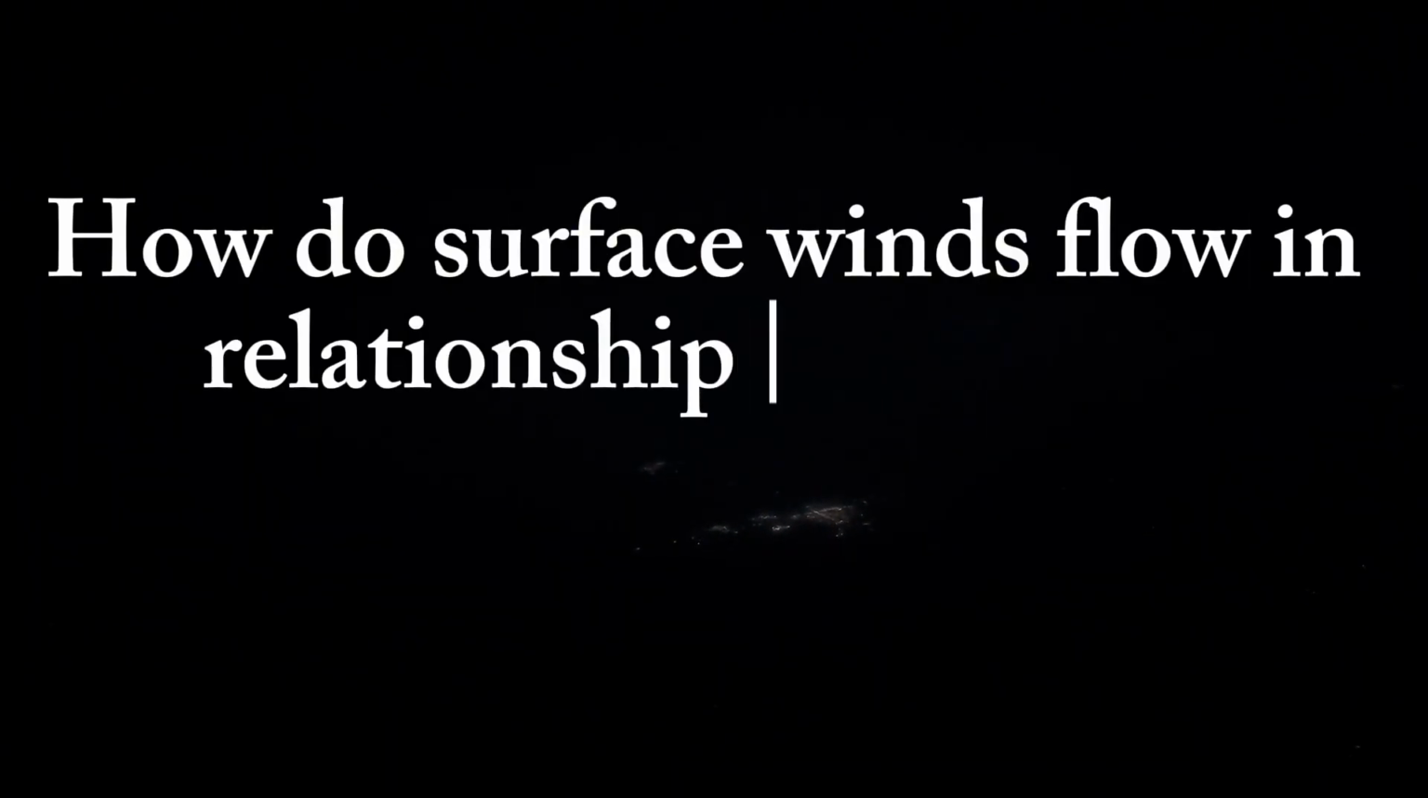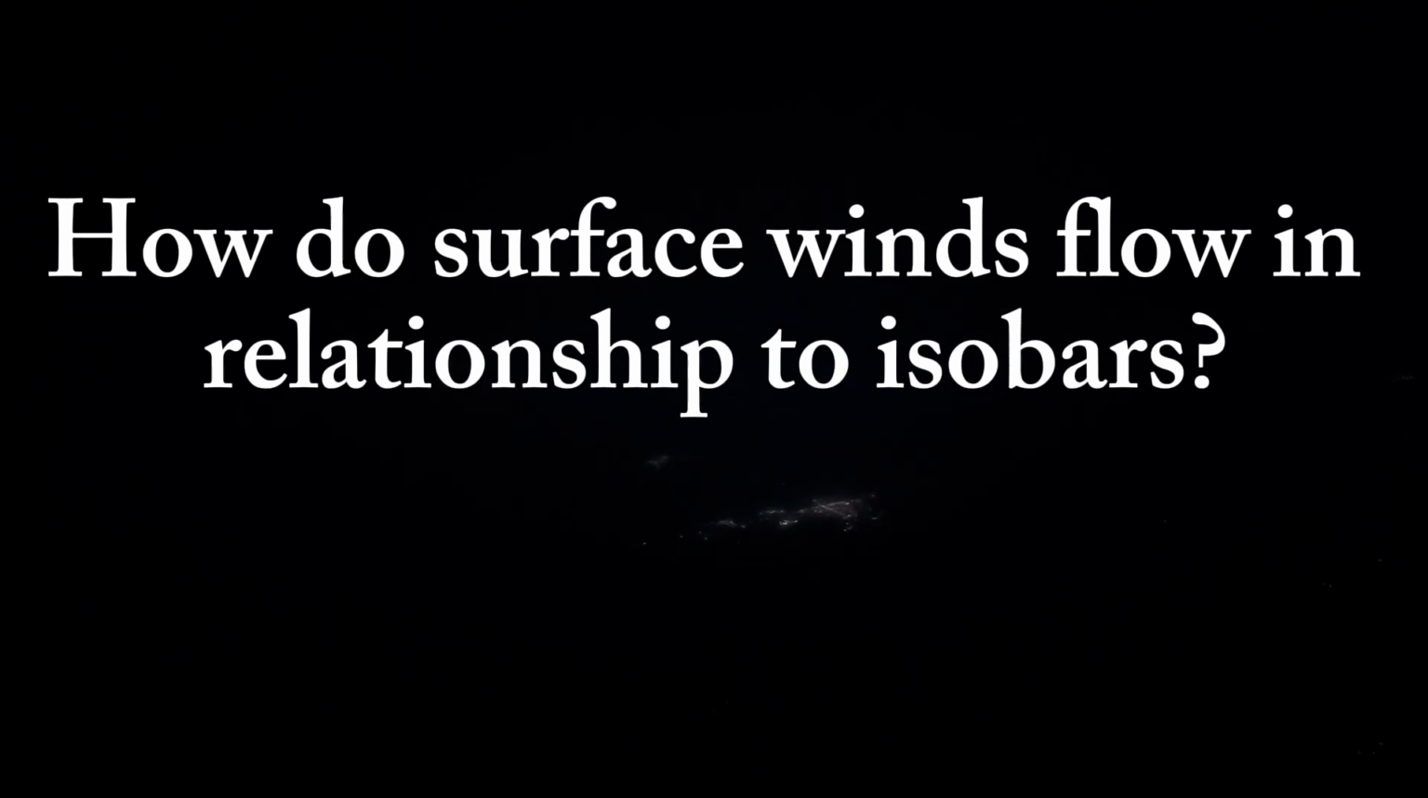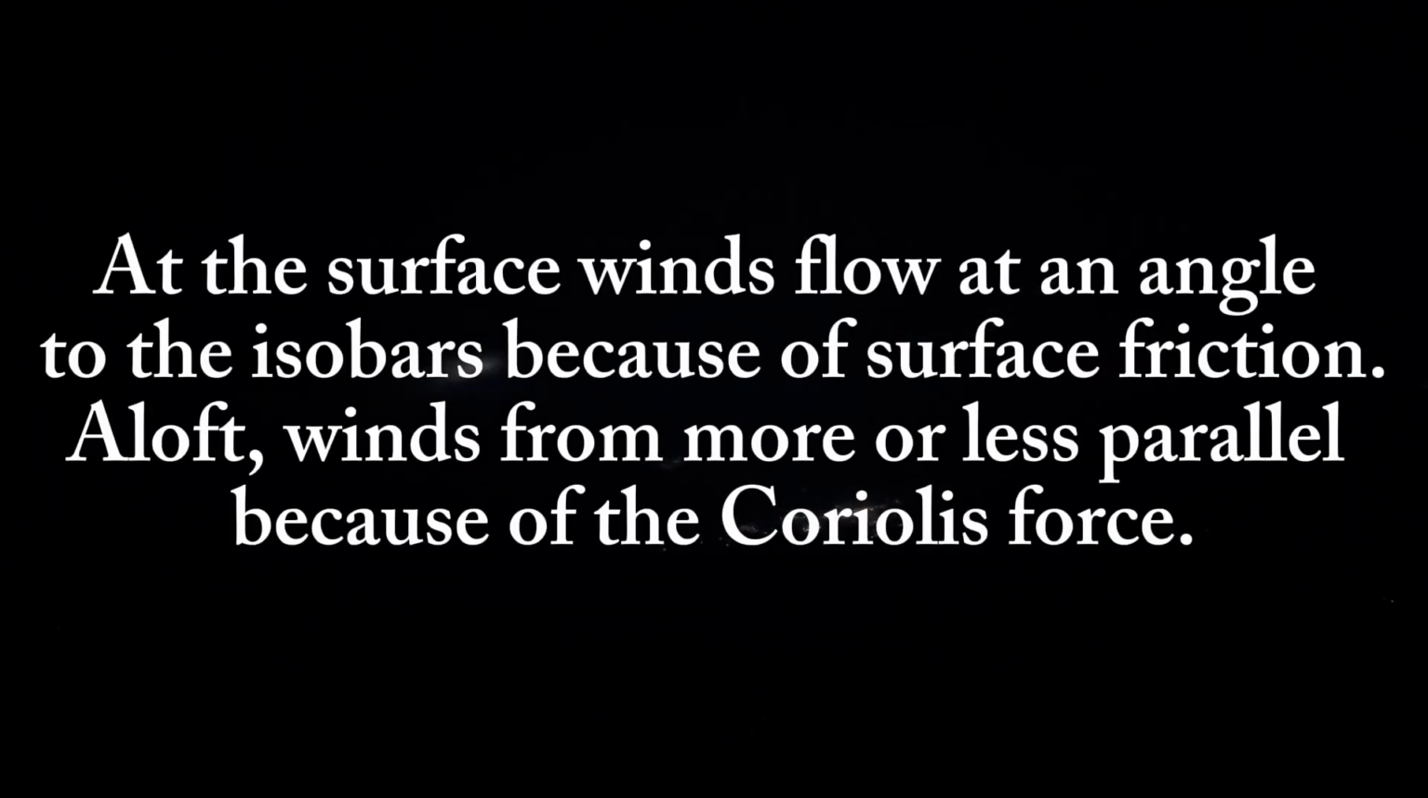How do surface winds flow in relationship to isobars? At the surface, winds flow at an angle to the isobars because of surface friction. Aloft, winds flow more or less parallel because of the Coriolis force.